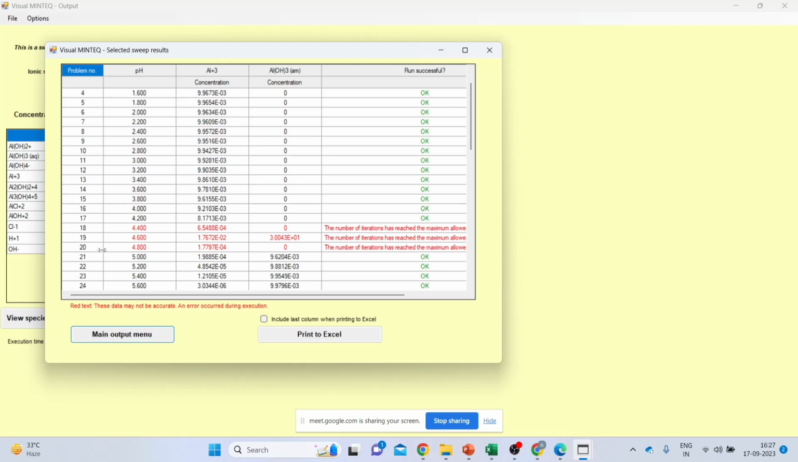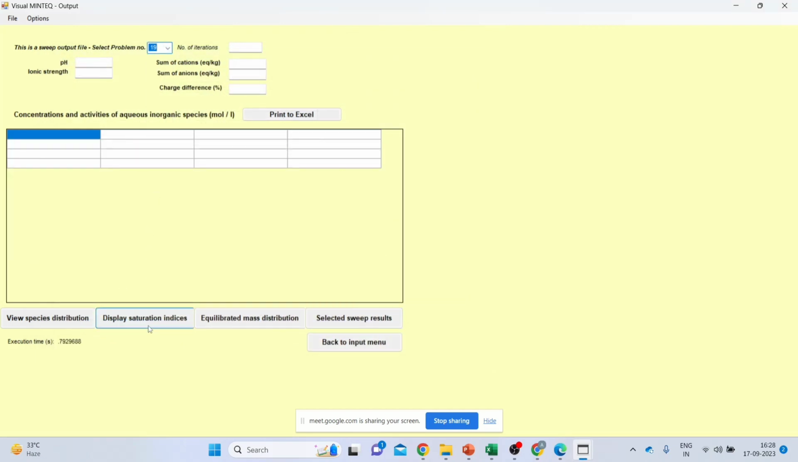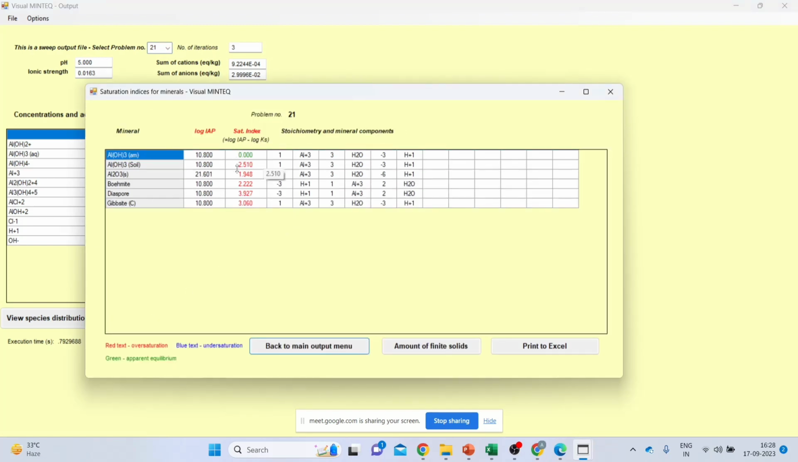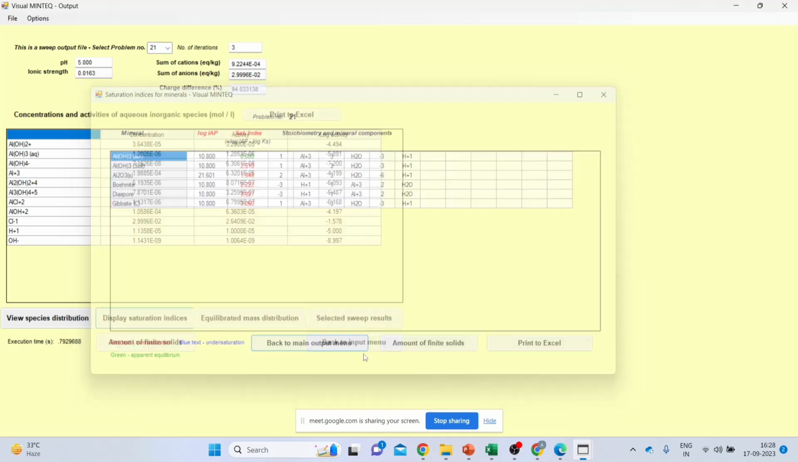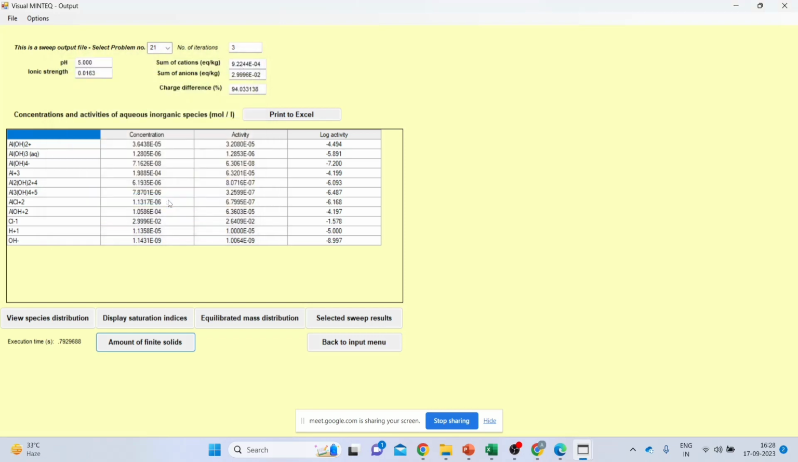So we can see that it is number 21. We can also go to here. There was an error in 19, so we can go to 21. And we can see the saturation indices. All these solids are supersaturated, and let's see the amount of finite solid. Since we have only mentioned Al(OH)3, we will get only the amount of this solid. If we had added the other solid, then it would have also been shown. So we can see that at around pH 4.6 or 4.8, Al(OH)3 is starting to form.